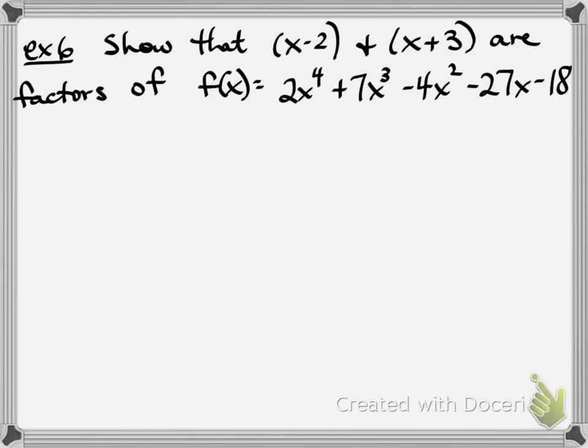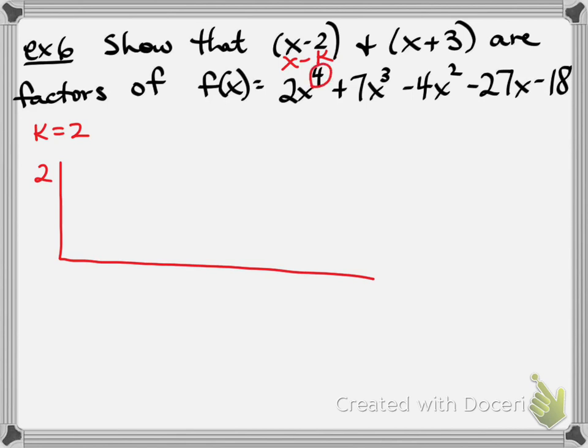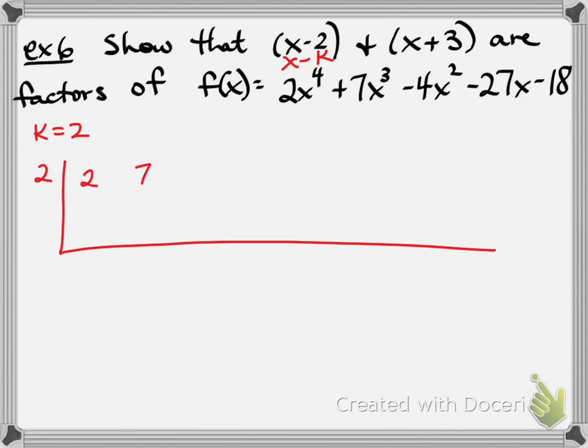We could do long division or synthetic division, but I think it's much easier, since this fits that x minus k form, to do synthetic. So k is 2 for the first factor, or we're trying to show if it's a factor. Our degrees are 4, 3, 2, 1, and none, so they're in perfect order. We're ready to write down the coefficients: 2, 7, negative 4, negative 27, and negative 18. We always bring the first one straight down.